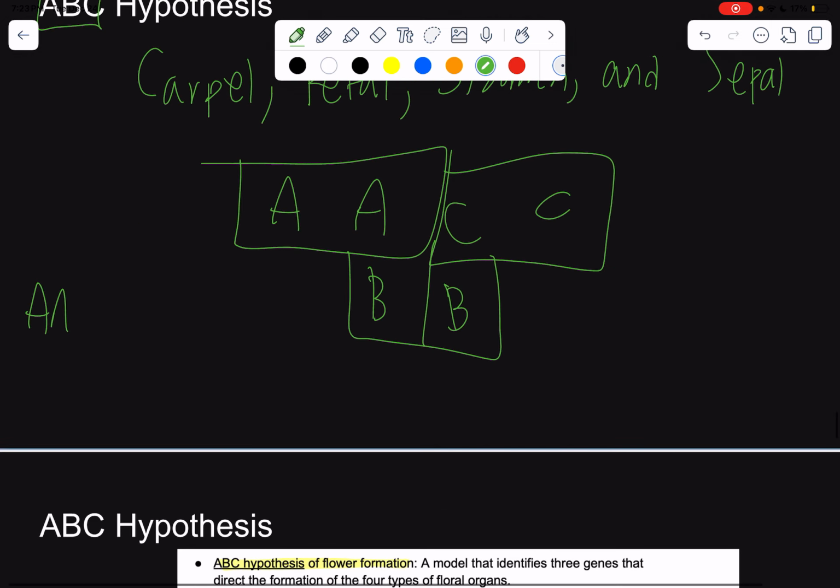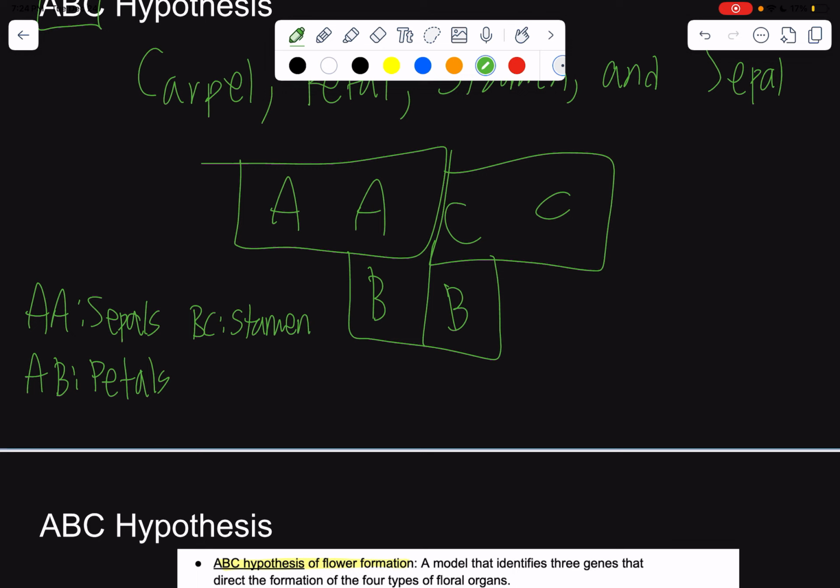We have AA, which refers to the sepals. We have AB, which end up signaling for petals. We have BC for stamens. And we have CC, where only carpels are expressed.